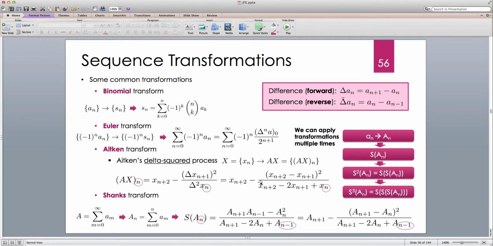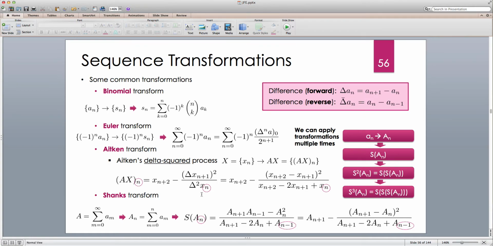And then this can simply be written as this. AX_n is x_(n+2) minus (x_(n+2) minus x_(n+1)), so this is the first difference for x_(n+1), squared, divided by x_(n+2) minus 2x_(n+1) plus x_n. What I want you to notice here is that calculating the Aitken transform of x at index n requires the knowledge, or the calculation, of x_n, x_(n+1), and x_(n+2). Okay.